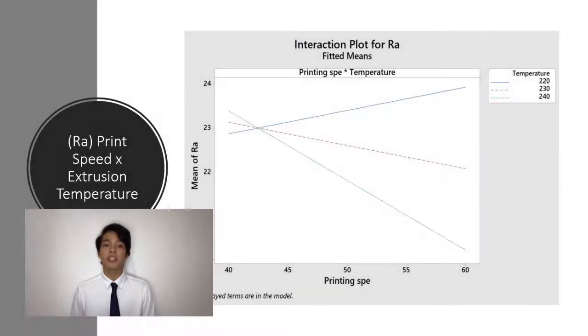As seen in this figure, the relationship between the print speed and mean of RA changes based on the extrusion temperature. For the extrusion temperature of 220 degrees Celsius, the mean of RA increases up to the print speed of 50 mm per second, then started to deviate. For the extrusion temperature of 240 degrees Celsius, the mean of RA decreases up to the print speed of 60 mm per second.